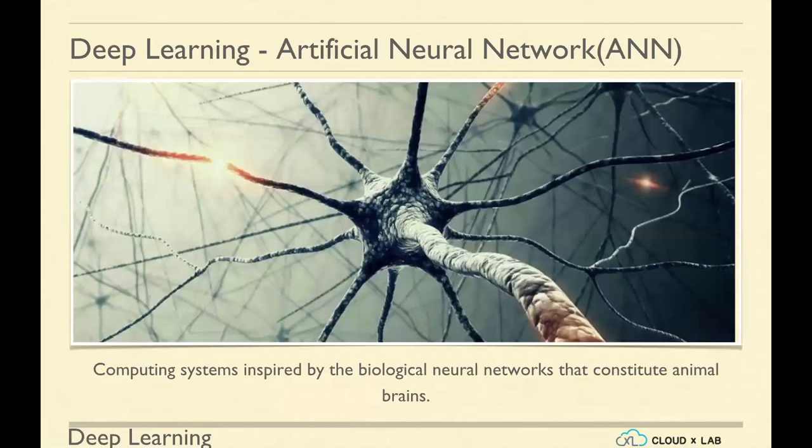One such technique is artificial neural network. These are computing systems inspired by biological neural networks that constitute animal brains. So basically, the neural network is nothing but a piece of software, or program, or algorithm, that is inspired by the animal brain.